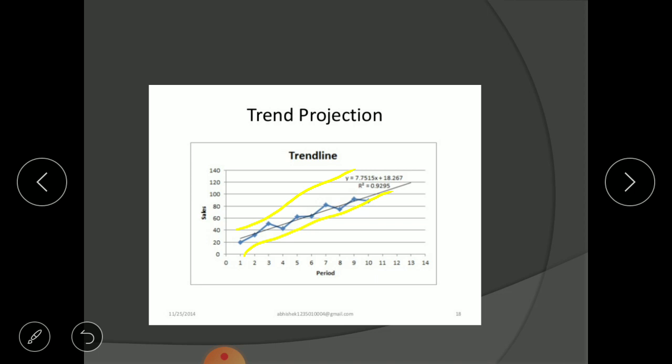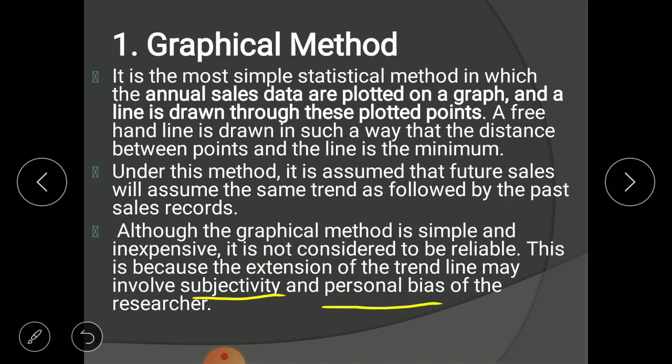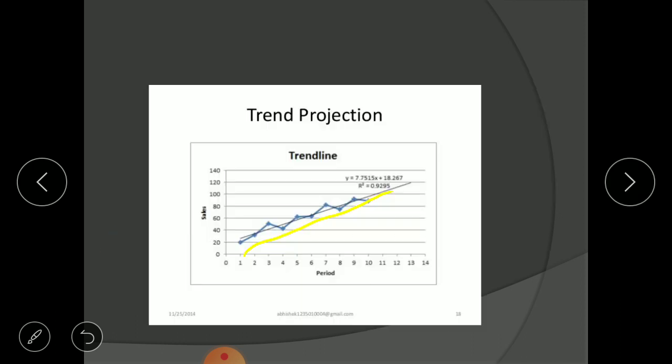So from one person to another person, this line will differ, and as the line differs, the trend predicted will also differ. So this method suffers from subjectivity and personal bias. So there are three disadvantages: this method is not reliable, this method suffers from subjectivity, and this method suffers from personal bias. Though there are two advantages: this method is simple, and this method is inexpensive. So this is all about the graphical method.